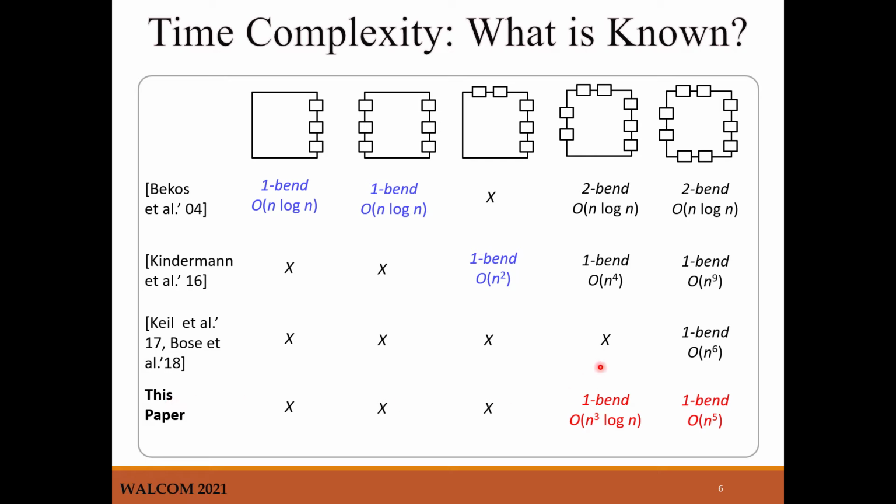In this paper we want to improve this further. For k equal 3, that is the three-sided case, we improve it from n to the power 4 to n to the power 3 log n, and for the four-sided case we improve it to n to the power 5. Now first let's take a look at the three-sided case.